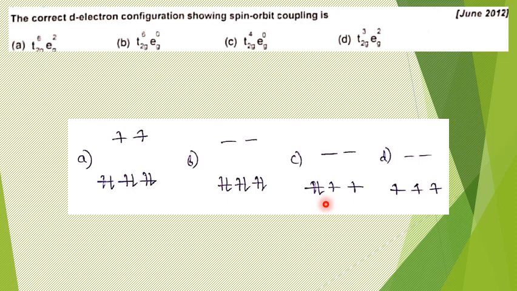When orbital contribution is possible, then spin orbit coupling will also be possible. In that sense, they must have framed this question. And if you look at the fourth option, it is again an even distribution of t2g orbitals where orbital contribution is not possible. So the answer for this question should be option C.